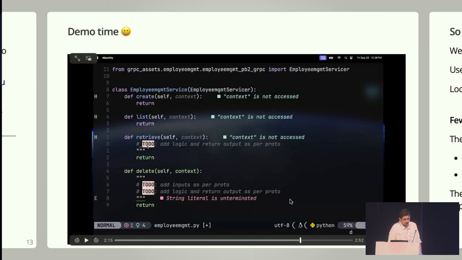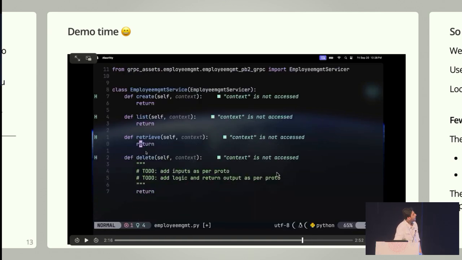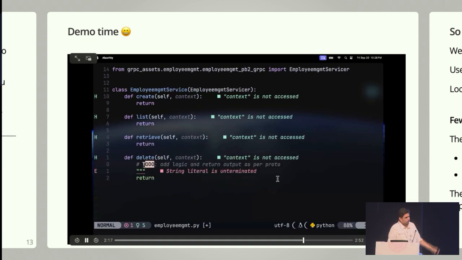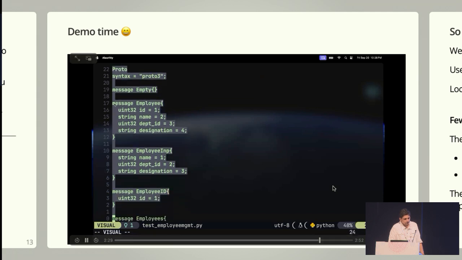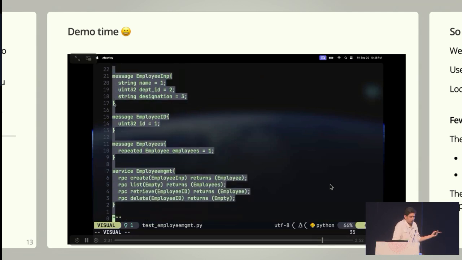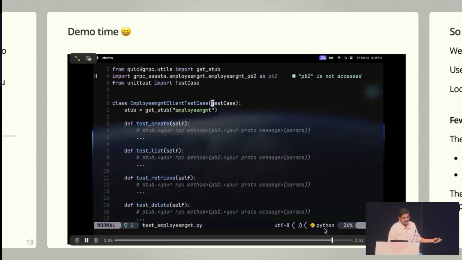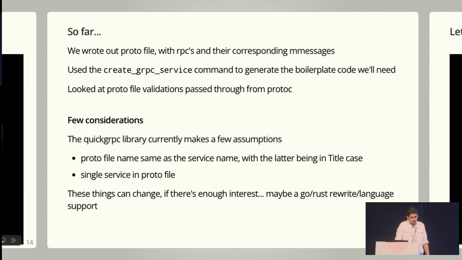So in the end, you have this employee management service class, which has the same functions that you defined in the proto file, and it expects all these things. Context is something we can discuss later. It's not really relevant for this example, but that's it. So this is what QuickGrpc gives you. And apart from this, you also have a test case that is auto-generated, which is nothing but a skeletal thing that tests all those 4 RPCs. So that's what QuickGrpc does.